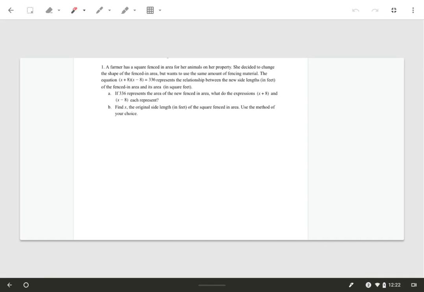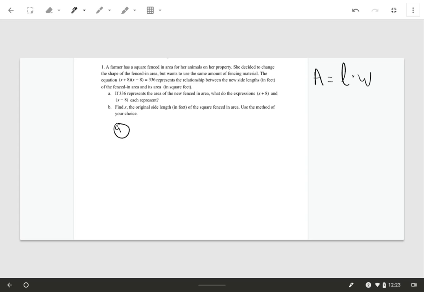Okay, so a farmer has a square fenced-in area for animals on her property. She decided to change the shape of the fenced-in area, but wants to use the same amount of fencing material. The equation (x + 8)(x - 8) = 336 represents the relationship between the new side lengths in feet of the fenced-in area and its actual area. We know that the area for a rectangle is always length times width. So if 336 represents the area of the new fenced-in area, what do the expressions x + 8 and x - 8 represent?